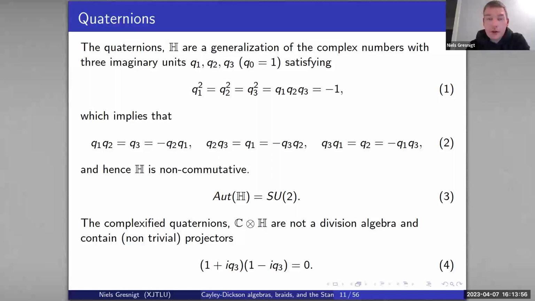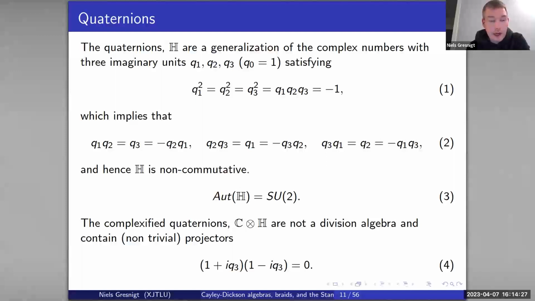So a very quick review of the quaternions then. These are a generalization of the complex numbers, where now we have 3 imaginary units, Q1, Q2, and Q3, squaring to -1, and also the product of all 3 imaginary units is also equal to -1. And from that, it follows that Q1 times Q2 is equal to Q3, and that they anti-commute. The automorphism group of the quaternions is SU2.